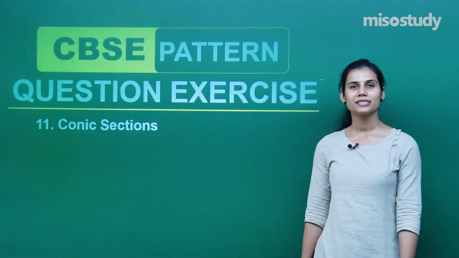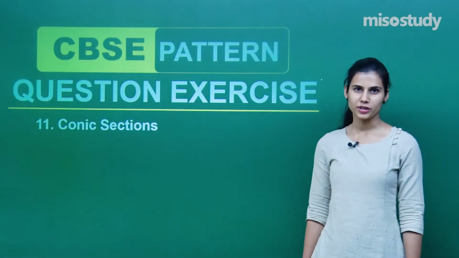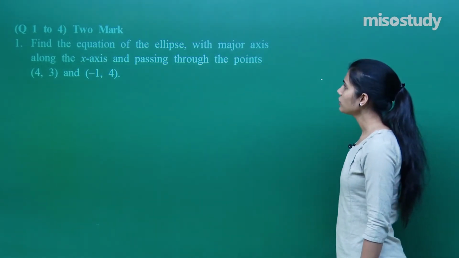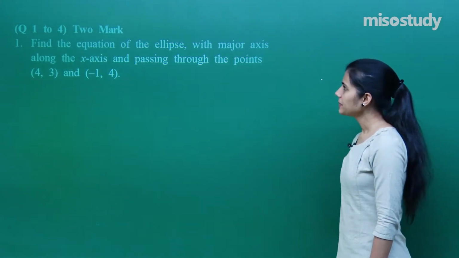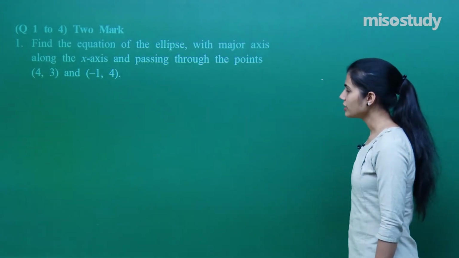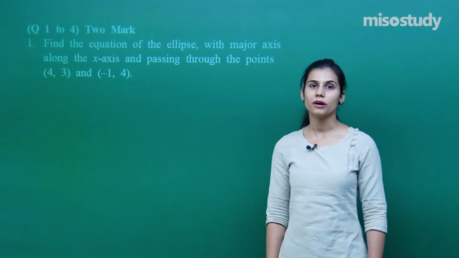Hi guys, let's begin our discussion over the questions on conic sections. First question is for 2 marks. It says find the equation of the ellipse which has major axis along the x-axis and it passes through 2 points (4, 3) and (-1, 4).